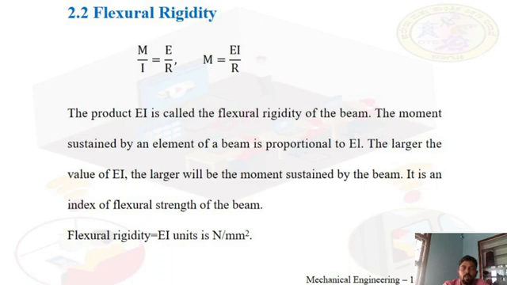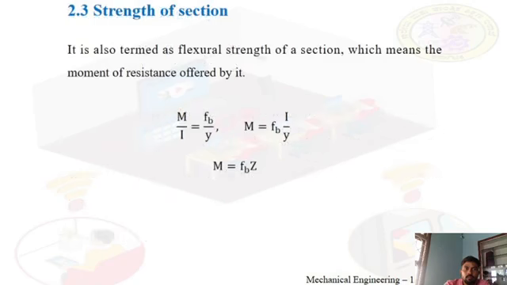From the bending equation, M by I is equal to F by Y is equal to E by R. The flexural rigidity is the product of E into I. To get the product of EI, we take M by I is equal to E by R. Now the moment M is equal to EI divided by R. So the product of EI is called flexural rigidity.